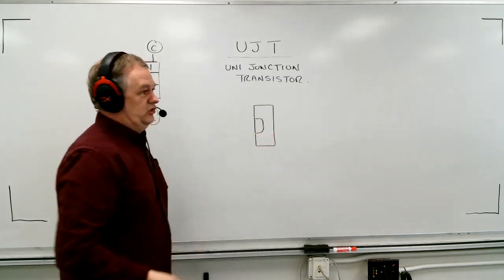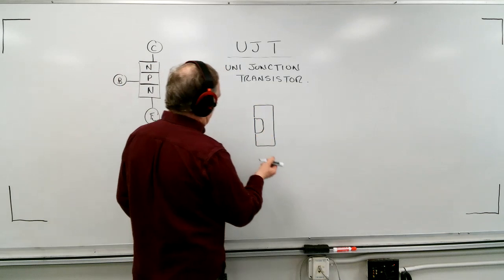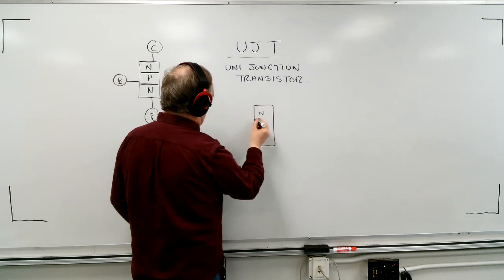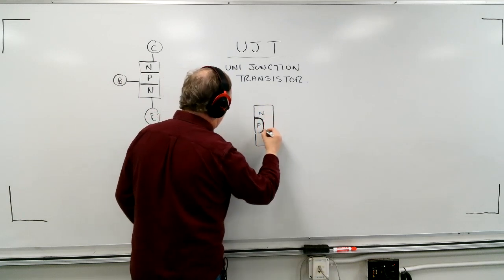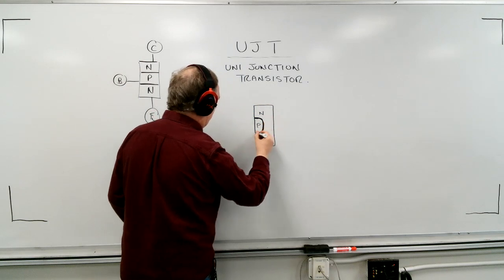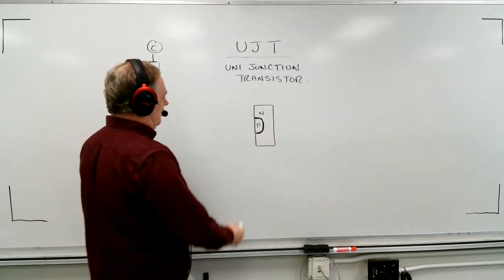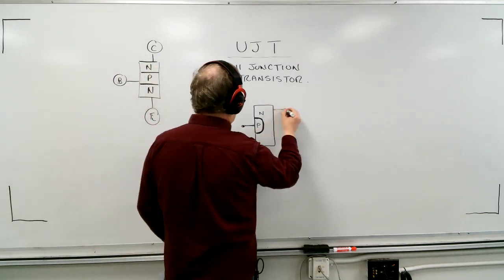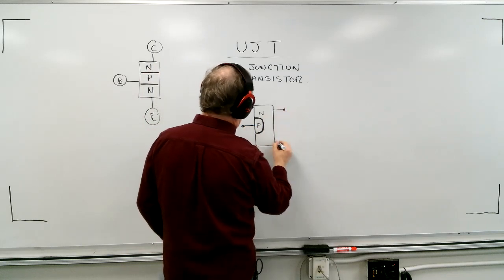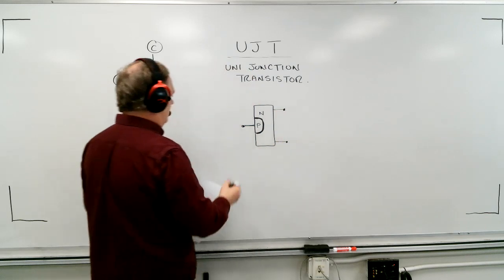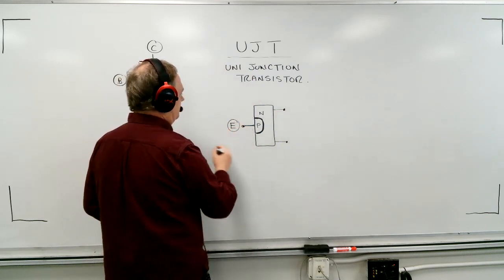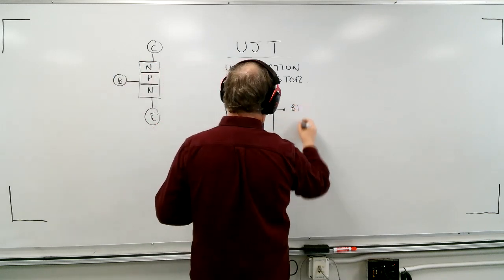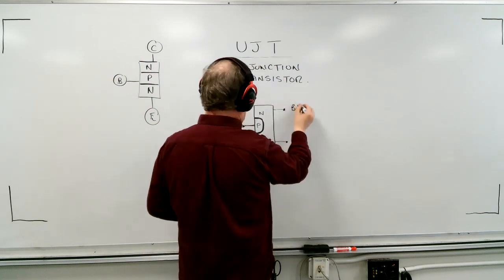Okay, so you've got two types of semiconductor material. Let's just say this was p-type, then this would be the n-type. And this right here would be that single junction. That's the junction right there. Okay, so just one junction, but interestingly enough, it has three leads. One lead would attach here, one lead here, and another lead down here. This would be called the emitter, this would be called base 1, and this would be called base 2, like that, okay?